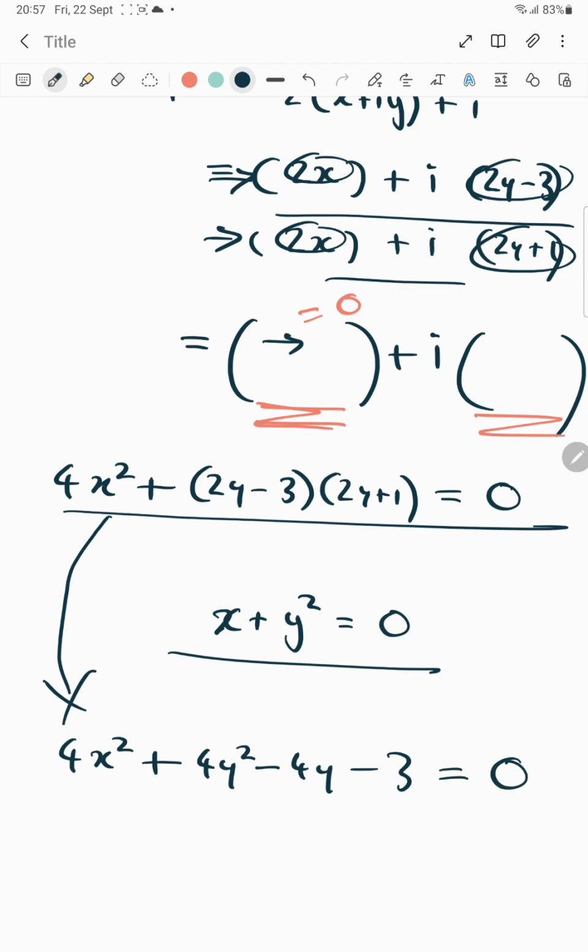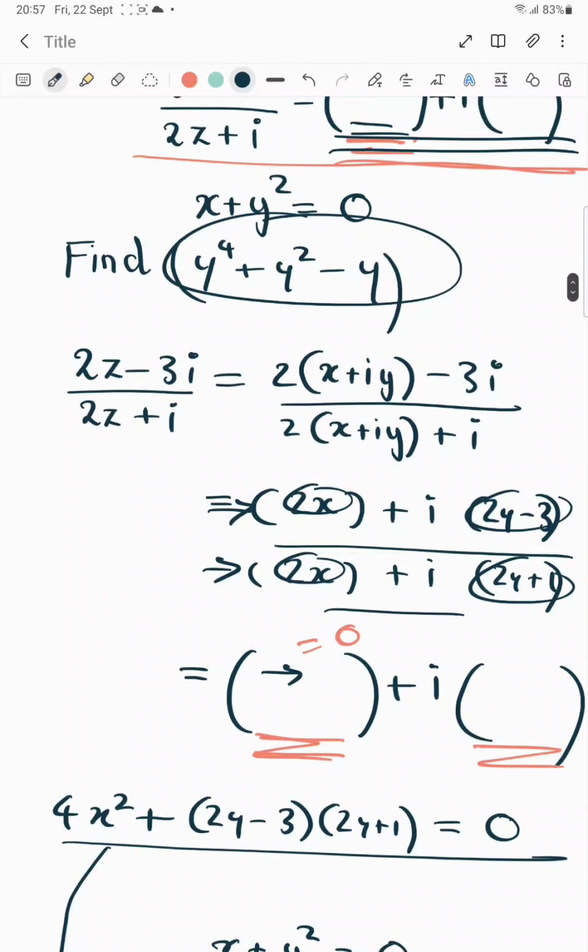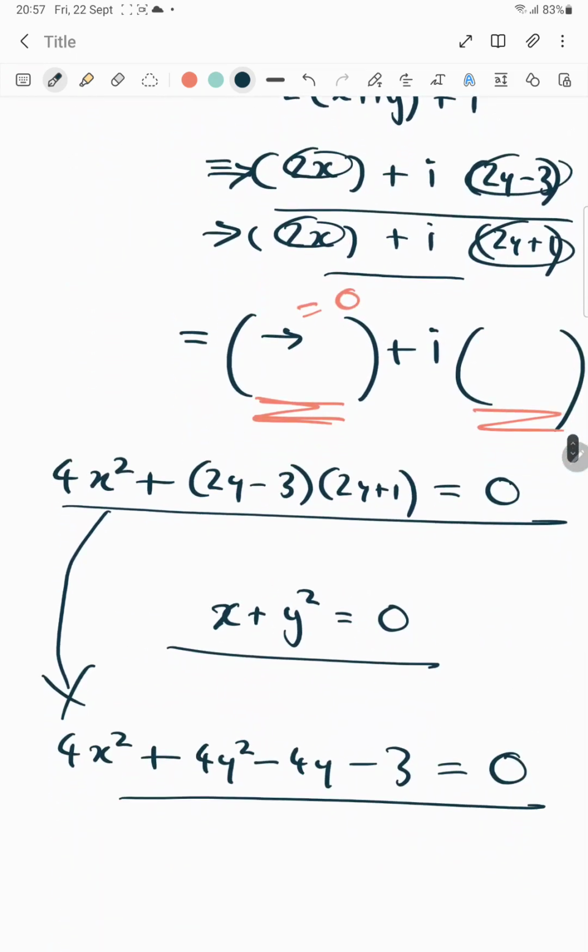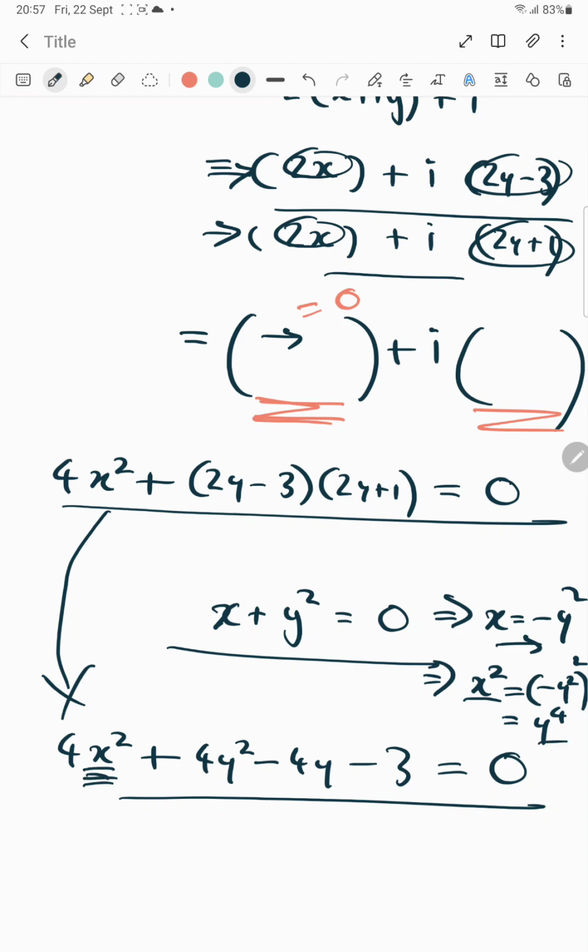Now, you have to realize one thing: in the expression that we want to find out, there is no x. That means I need to eliminate x, and that is done with the help of this equation. We have x is equal to minus y square. If you square both sides, because here there is x square, I would get x square is equal to minus y square, the whole square, which easily becomes y raised to 4. So x square is y raised to 4, and we will substitute that here.